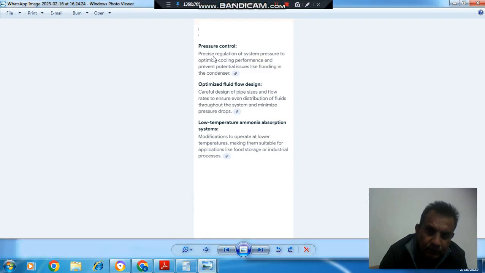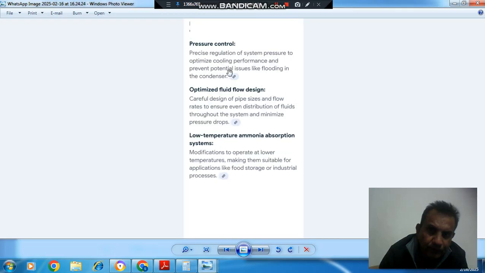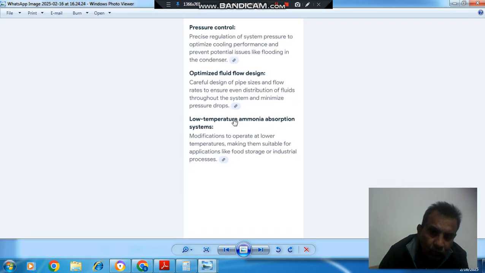Next is pressure control, precise regulation of system pressure to optimize cooling performance and prevent potential issues like flooding in the condenser. Optimized fluid flow design, careful design of pipe sizes and flow rate to ensure even distribution of fluid throughout the system and minimize pressure drop. And last is low temperature ammonia evaporation system, modifications to operate at lower temperature, making them suitable for applications like food storage or industrial processes.